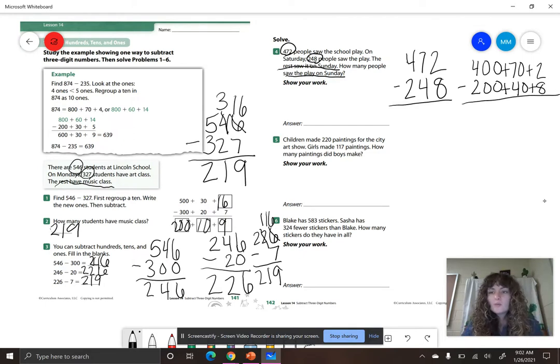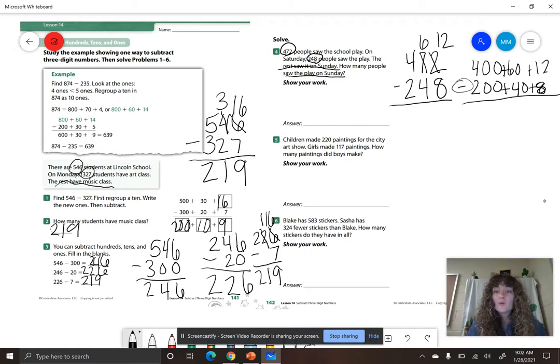All right, look at your ones place, guys. I have 2 ones, and I am taking away 8. Do I have enough ones to take away? No. So who am I going to regroup from? My tens place. So my tens, really carefully. My tens place, I'm going to give a 10 to my ones. So when I take a 10 and I put it with my ones, I'm going to have 10 ones plus those 2 ones. So now I have 12 ones, 6 tens, and 4 hundreds. That is still 472. We have regrouped a 10 to help out our ones place.